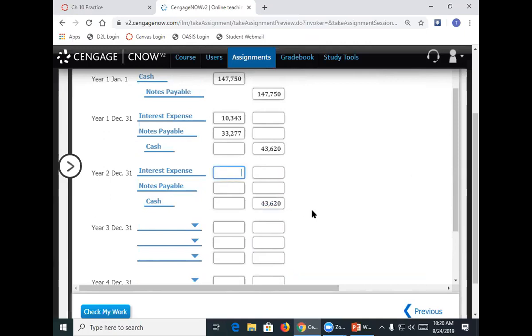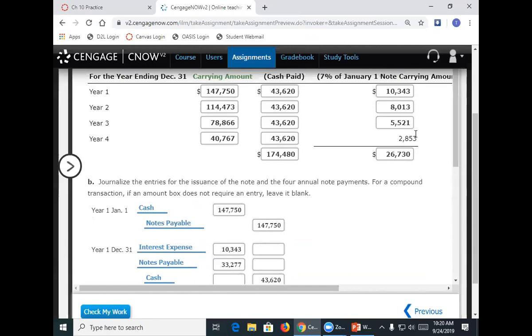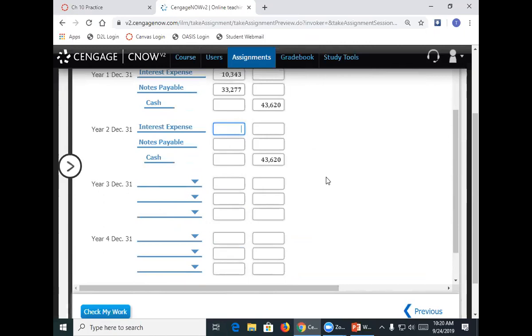Your cash is always the same, the $43,620. But then I just looked for year two. Year two interest was $8,013. And the principal deduction was $35,607. So the structure is the same. You just have to put in the right interest expense and reduction.